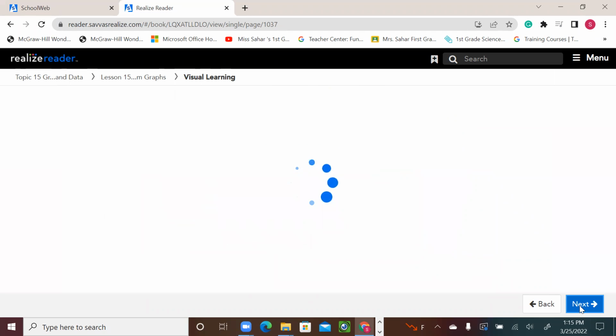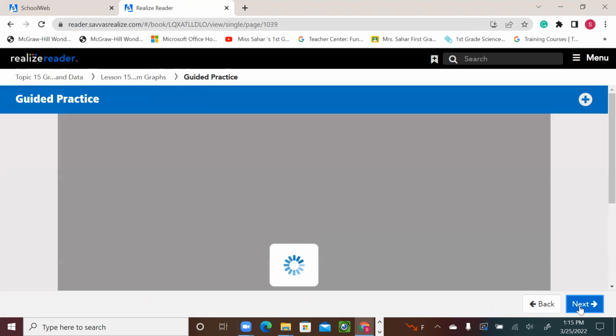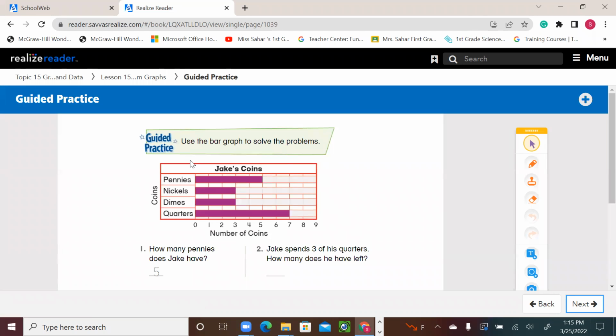All right, let's go to our guided practice. In your book, page 658, see the exercise we have. Use the bar graph to solve the problems. Jake's coins. So Jake collects coins, so we have pennies. I look at the graph and the color, and I know that it stops at 5, so that's 5 pennies. Nickels, 3. Dimes, 3. Quarters, 7. So this is the title, this is the coins, and these are the numbers of each coin and how much he saved. So let's answer the first question.